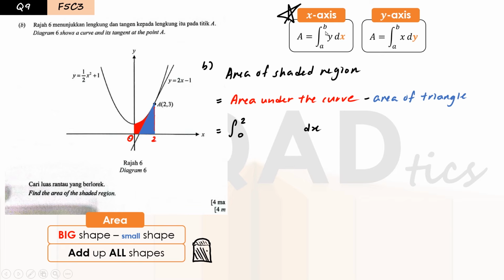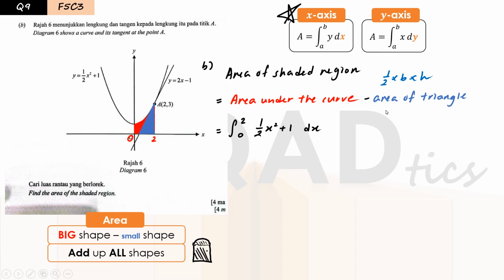Okay, and for the y here, the y is using the curve's equation, because we are now finding the area under the curve, so we do use the curve's equation. So it's 1 over 2 x squared plus 1. And for the area of the triangle, we can use the formula that we have learned previously, which is 1 over 2 times the base times the height.